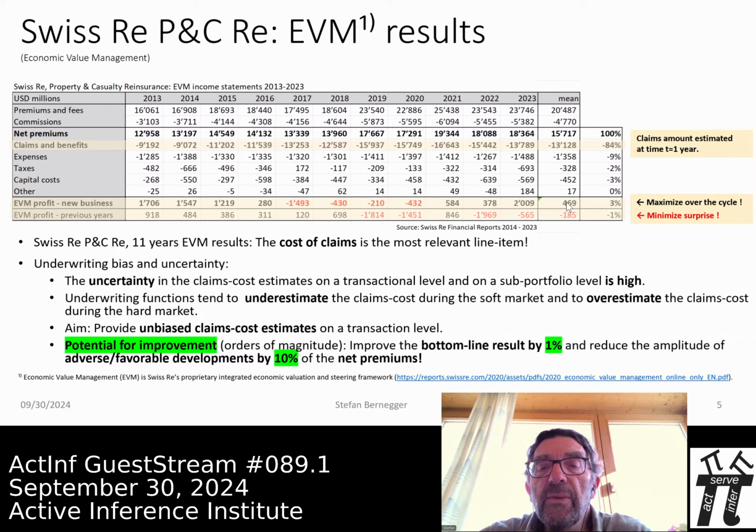So this 470 million, the average, but let's say one, which is 3%, maybe per 1 or 2 percentage points of the premium volume. So this is the motivation. So we talk about quite substantial numbers.